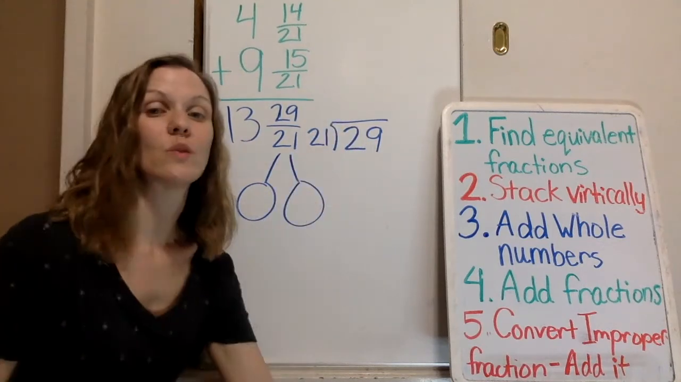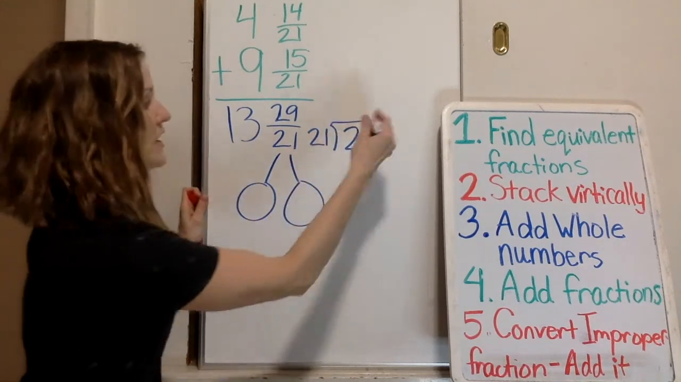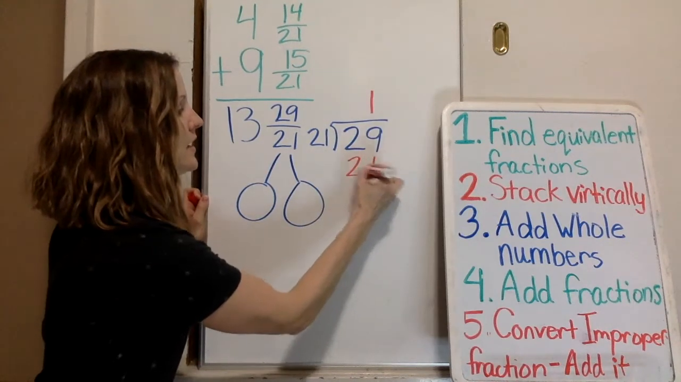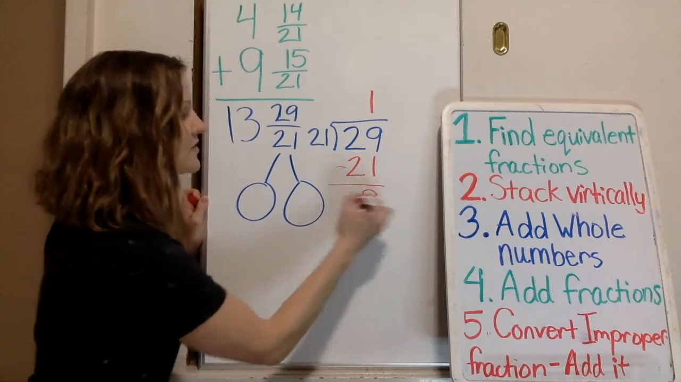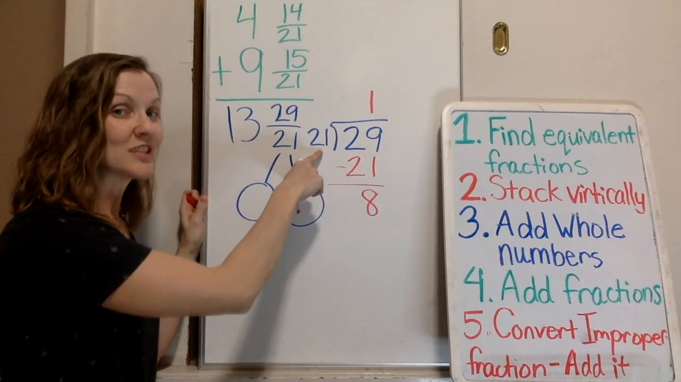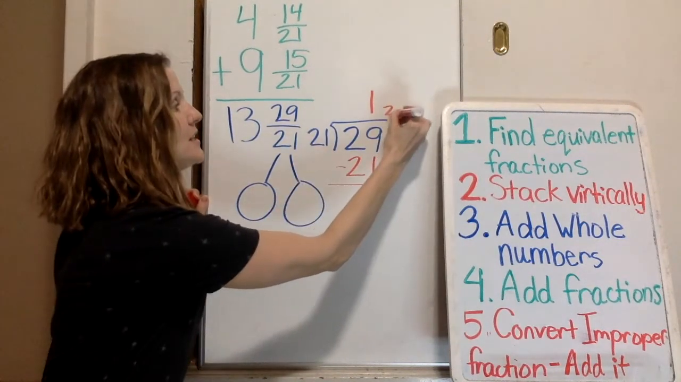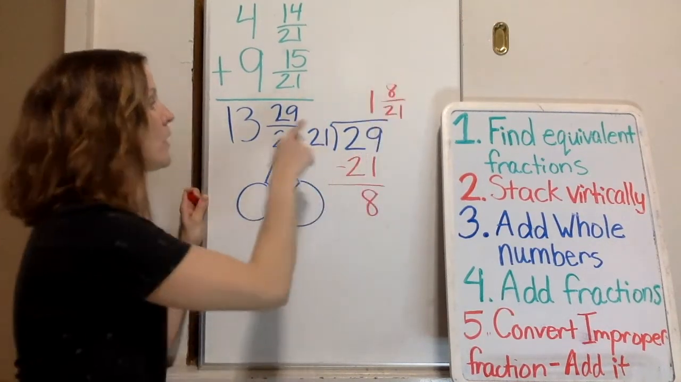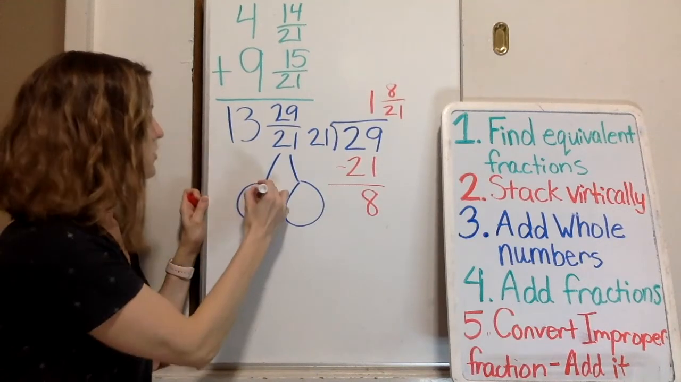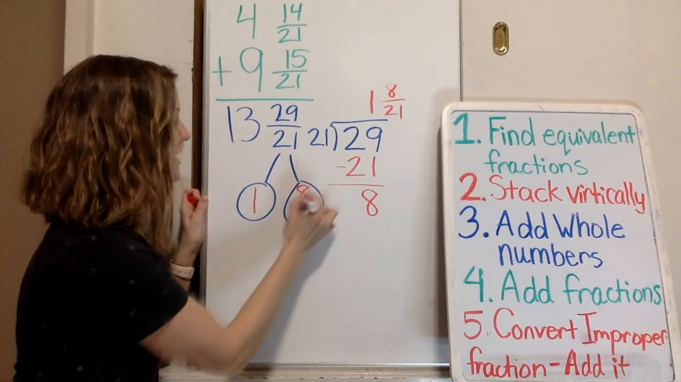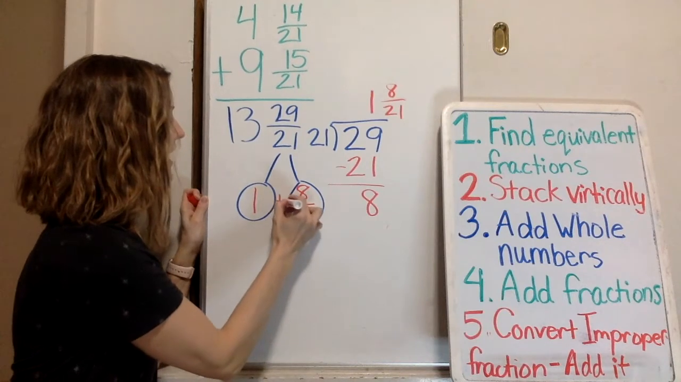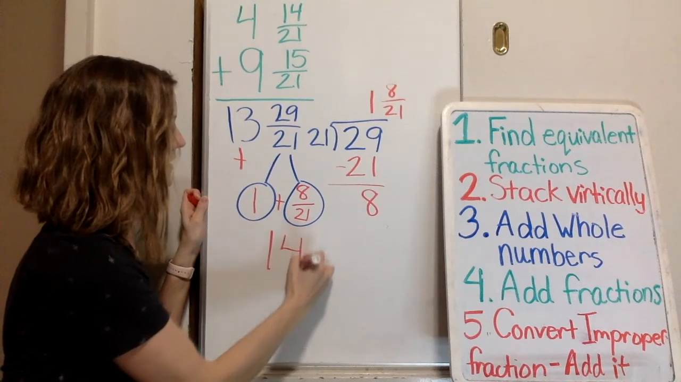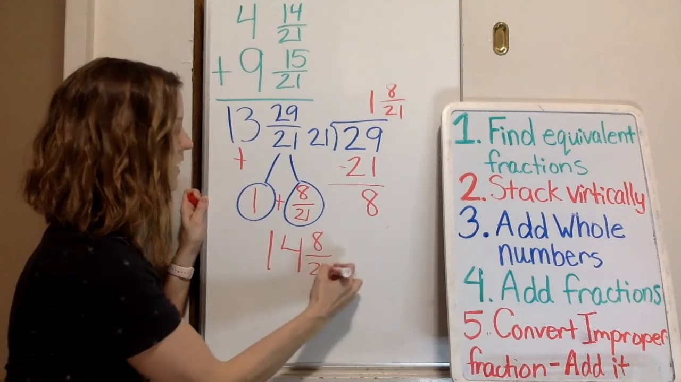I can only get 21 out of that 29. So I'm going to put my 1 up here, multiply 1 times 21, subtract that, and it gives me 8 left over. Now I know my denominator didn't change, so 21 is still my denominator, and 8 is what I had left over. So this fraction turned into 1 whole and 8/21. I need to add these 3 numbers together. 13 plus 1 is 14, and 8/21.